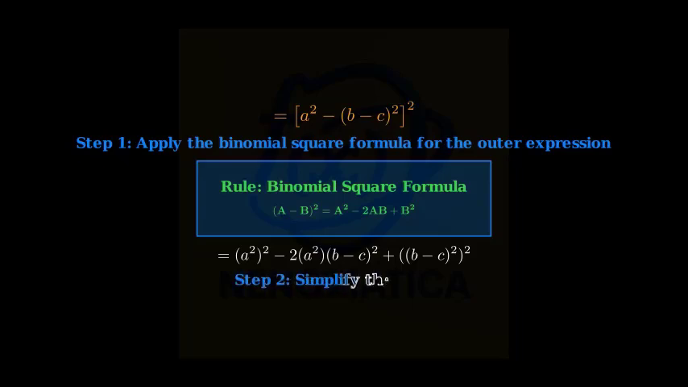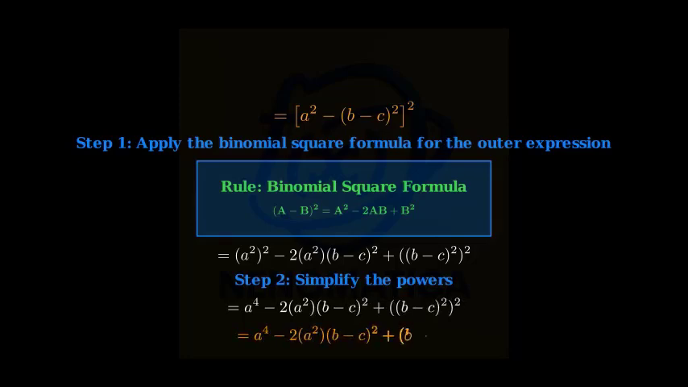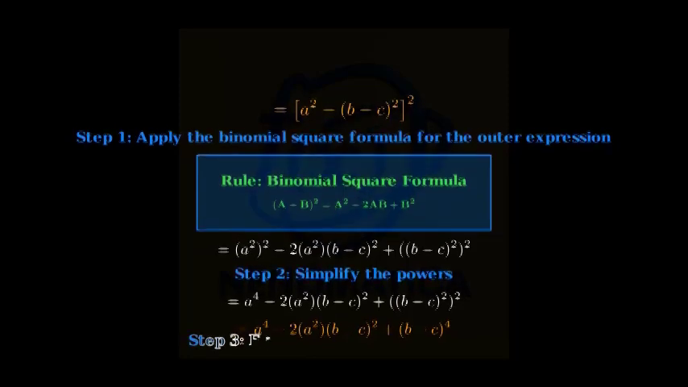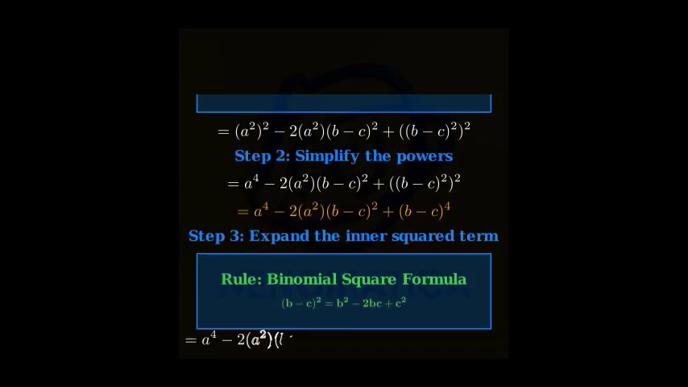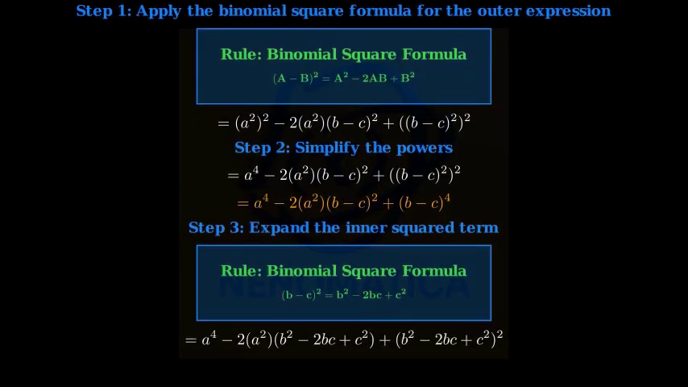For step 2, we'll expand the first term, where a squared squared becomes a to the fourth power. We'll also expand the last term, where b minus c squared, all squared, becomes b minus c to the fourth power. In step 3, we need to expand the expression b minus c squared. Again, we'll use the binomial square formula for a difference, where b minus c squared equals b squared minus 2bc plus c squared.